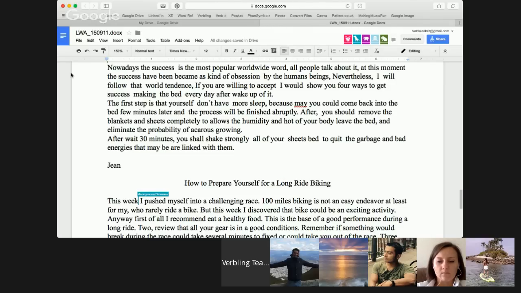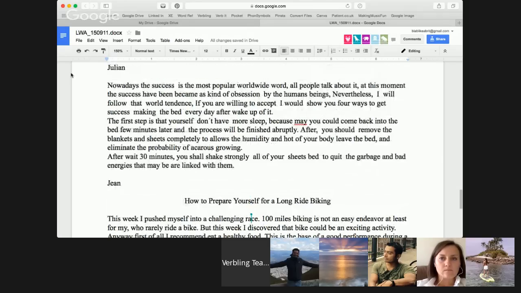The first step is that you don't have more sleep, because maybe you could come back into the bed a few minutes later and the process will finish abruptly. After, you should remove the blanket and sheets completely to allow the humidity and heat of your body to leave the bed and eliminate the probability of mold growing. After waiting 30 minutes, you shall check by shaking out your bed sheet to kill the garbage and bad energy that may be lingering with them. Sorry, I don't have time to finish. All right, that's all right, Julian.